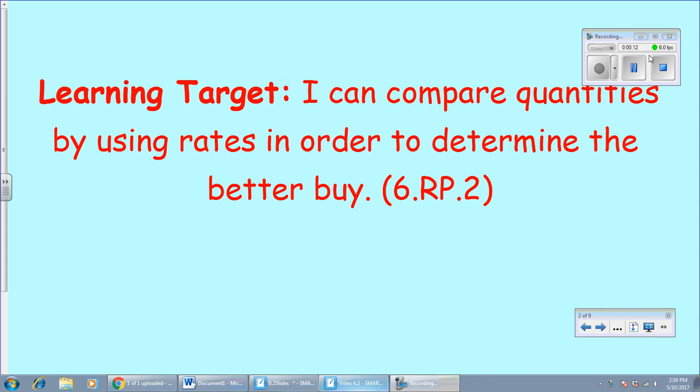It is also going to coincide with this learning target. I can compare quantities by using rates in order to determine the better buy. And this is our standard 6.RP.2.